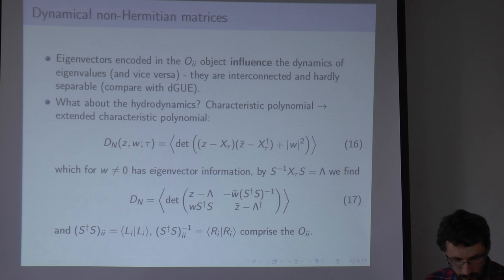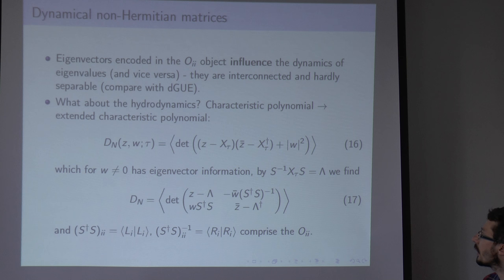Okay, so what we found by these numerical studies is that there are also eigenvectors in the game which maybe we should take care of. And we did it basically to look at the hydrodynamical picture similar to the Hermitian case. Instead of looking at the characteristic polynomial, we look at what we call the extended characteristic polynomial, which is this monster.